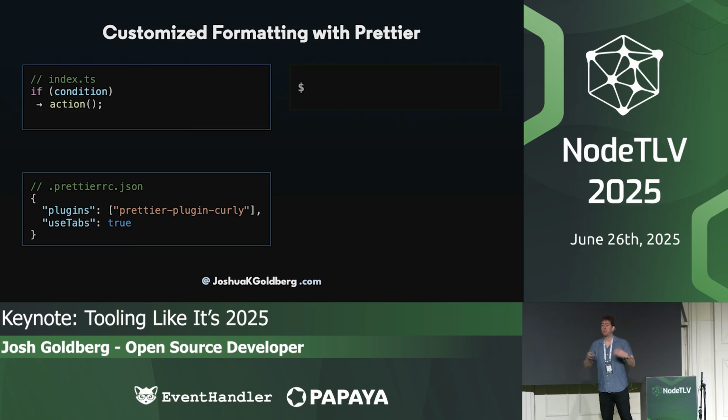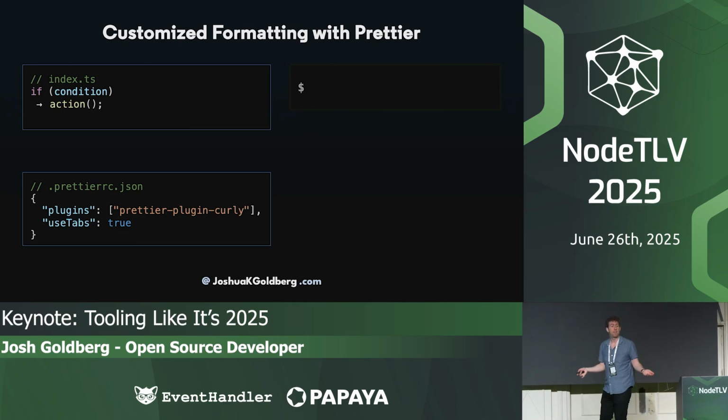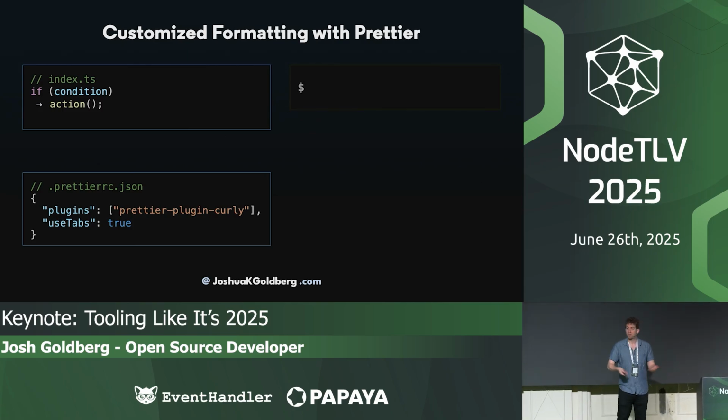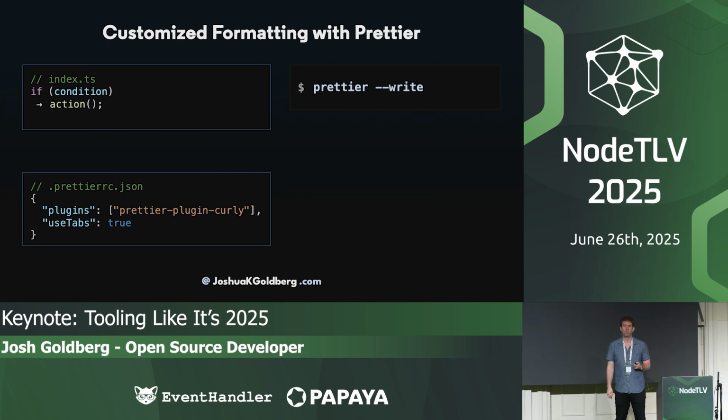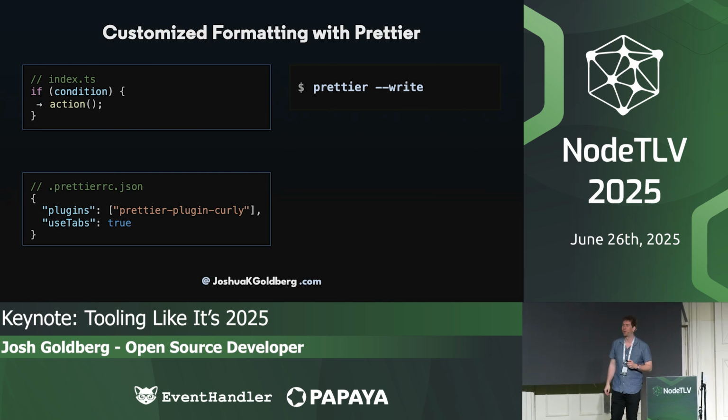Another thing you can do is load in plugins. Prettier actually does have a plugin system. I personally really like this plugin I published called Prettier Plugin Curly, which enforces that you have the little curly boys after your ifs and whiles and such. So you run Prettier, and it'll add those in for you. Easy peasy. Not much to cover here.